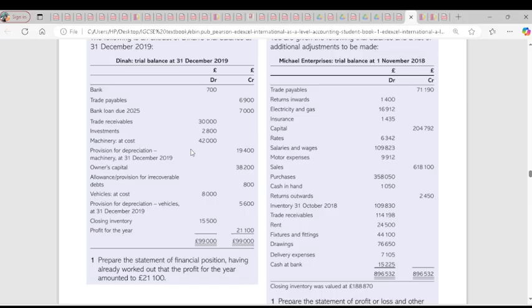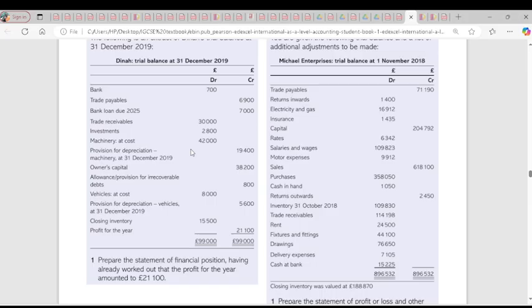The value of machinery is 42,000. That is the cost. Then we have the provision for depreciation, which is written here, 19,400. That gives us our net book value, or the carrying value. This is non-current asset. This is what we call the NBV, net book value, or carrying value. You split them up: non-current, current, capital, liability, non-current liabilities, and current liabilities. So the first one is done, which is machinery. The value of machinery minus the provision for depreciation gives us this value.